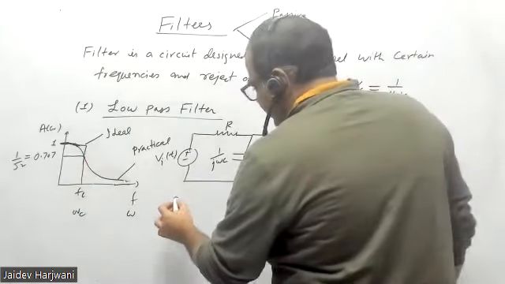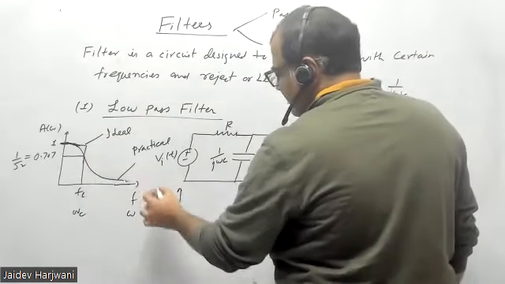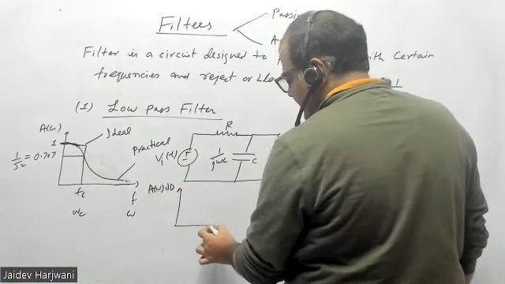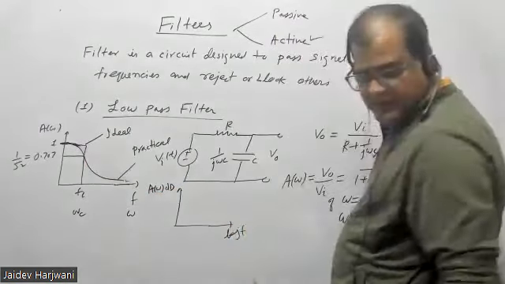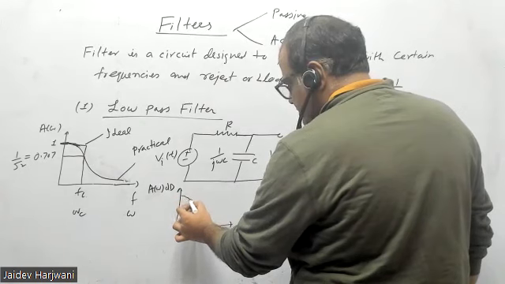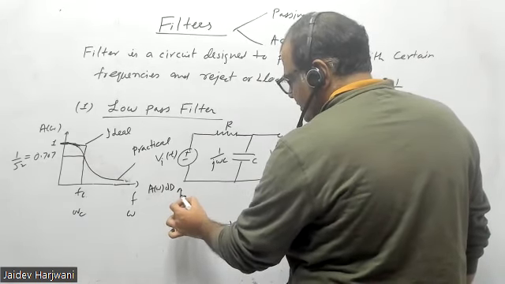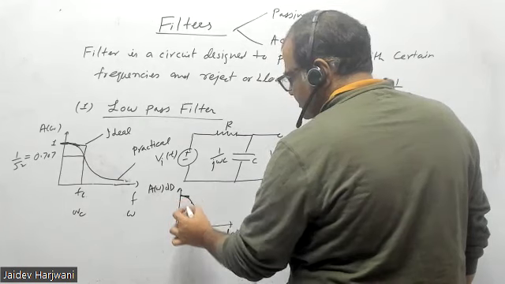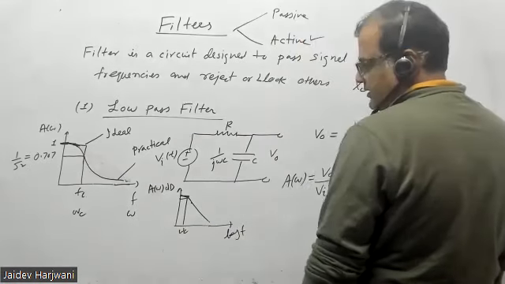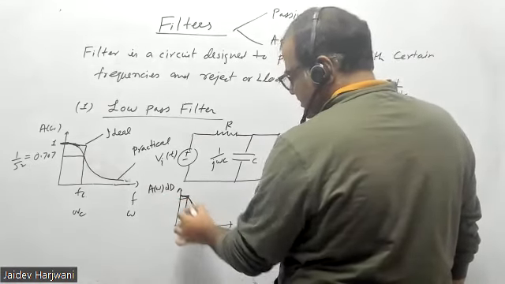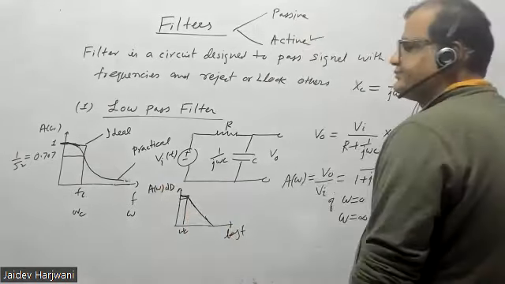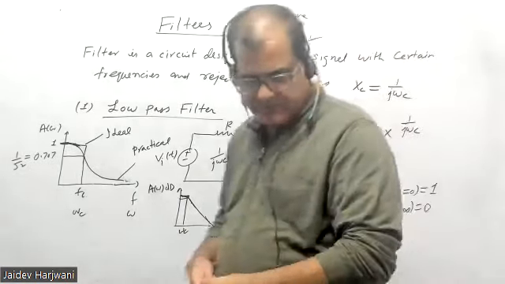Same graph, if I plot in decibel, if I take A omega in decibel, that is the log scale, and here also I take log scale, then this graph will come out like this. A straight line, almost constant, and then this will be your cutoff frequency. Generally, the graphs are plotted like this in log scale, and at high frequency the gain becomes zero. So this is a low pass filter.